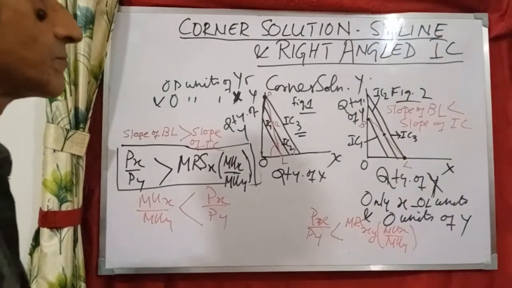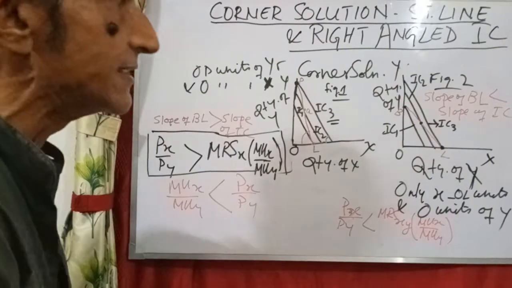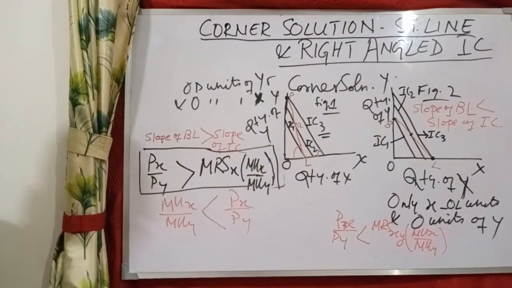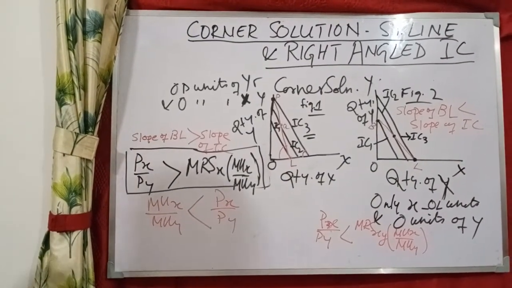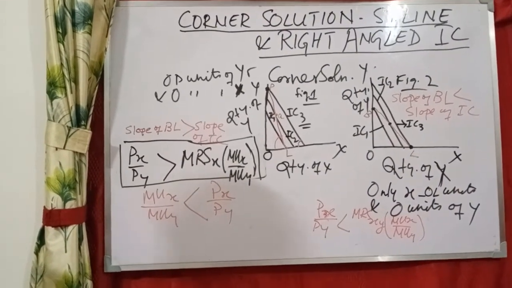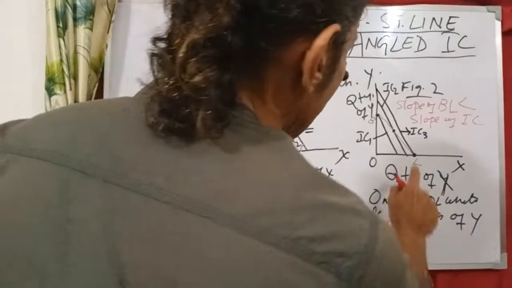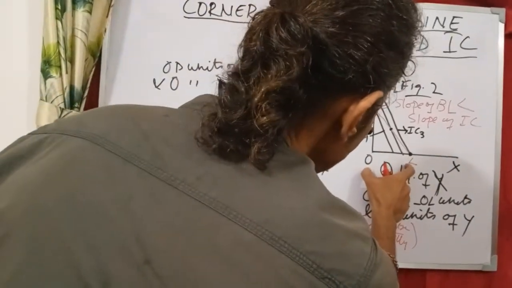That means here the price of X is relatively cheaper compared to the price of Y, and since the goods are perfect substitutes of one another, there is no reason why the consumer will purchase any unit of Y. So he will be in equilibrium at point L by consuming only OL units of X and 0 units of Y.